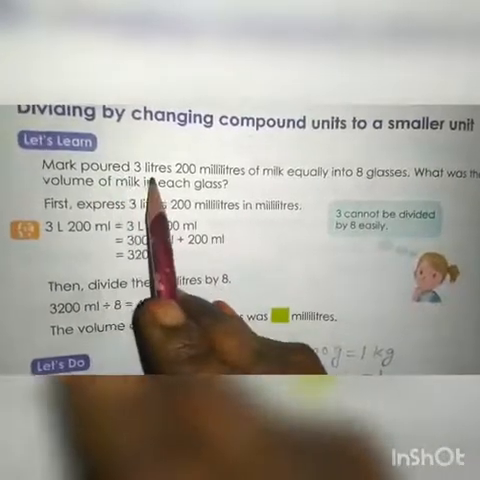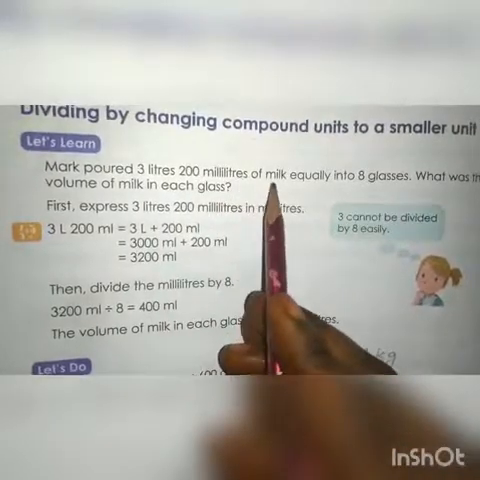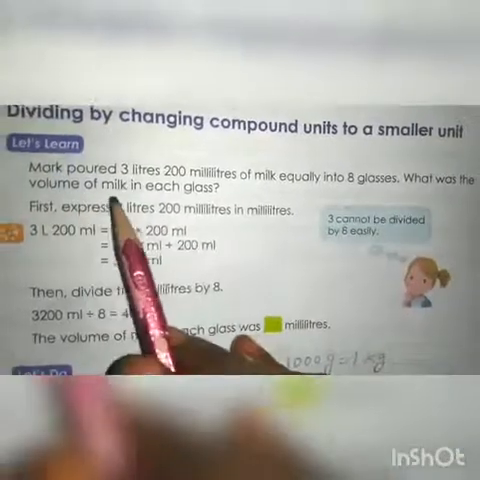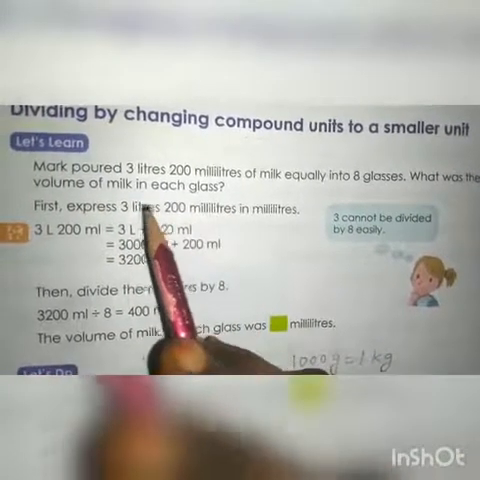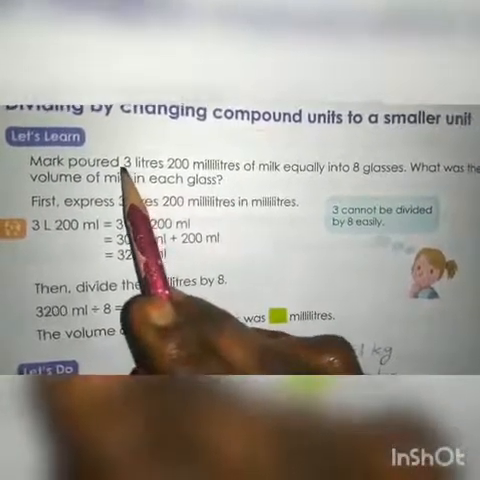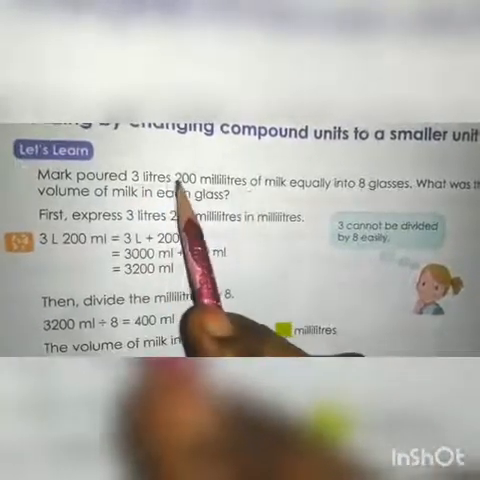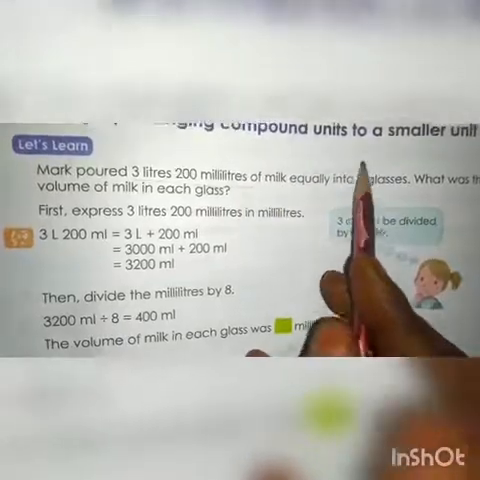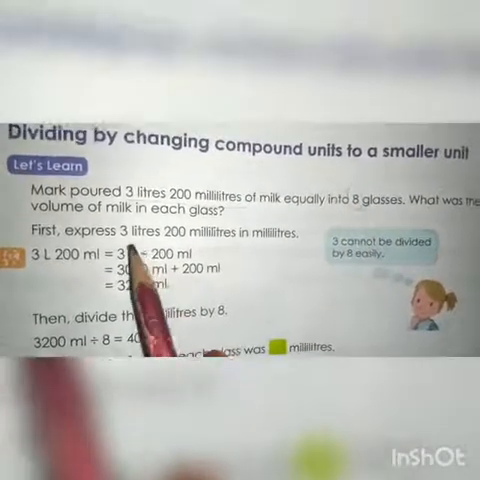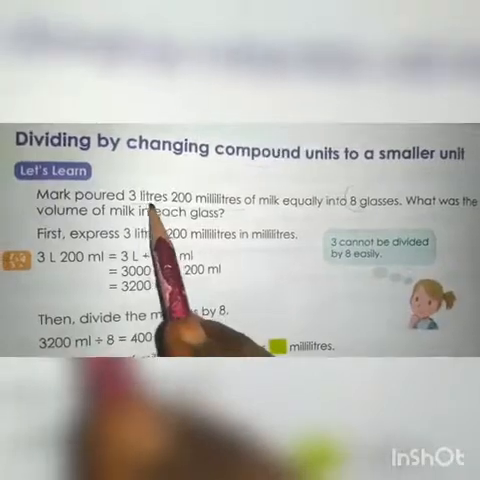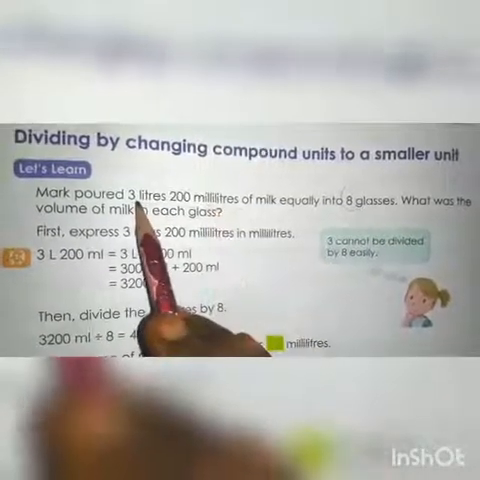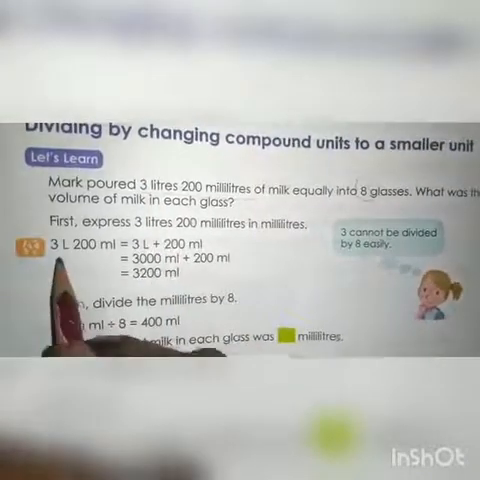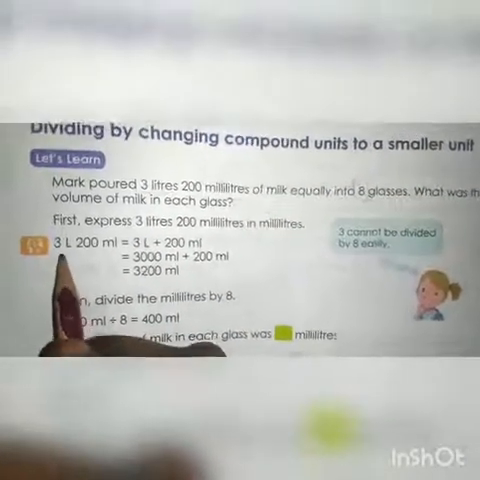Mark poured 3 liters 200 milliliters of milk equally into 8 glasses. What was the volume of milk in each glass? Here what we have to do? Mark poured how many liters of milk? 3 liters 200 milliliters of milk. We have to divide it into 8 glasses. Okay. So first we have to express this compound unit liter into milliliters. Compound unit to smaller unit. Liter to milliliter. So first step is conversion of compound unit into smaller unit.